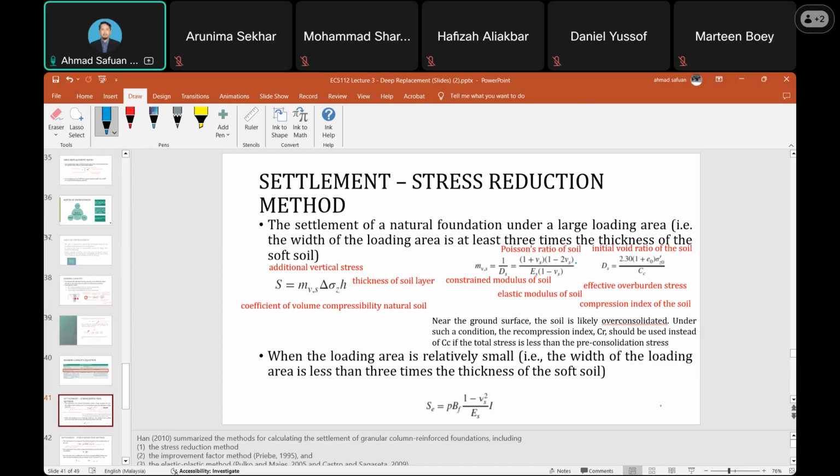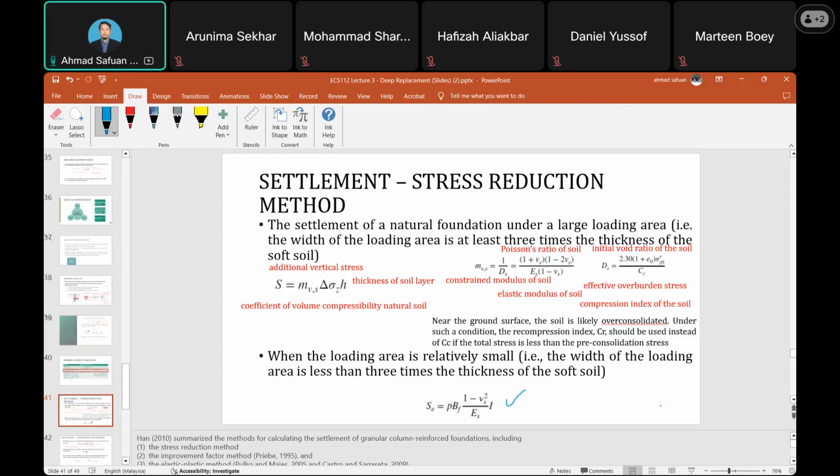When the loading area is relatively small, the width of the loading area is less than 3 times the thickness of the soil, then we may use these equations. This is based on what we call the elastic settlement equation. P is the load, BF is the width of the footing, 1 minus Poisson ratio squared over ES, I is the influence factor.